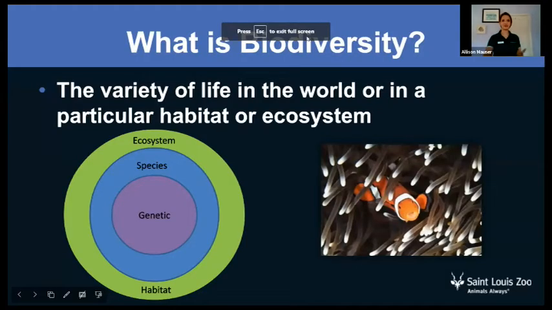We'll start out with simply, what is biodiversity? And you may already have an idea in your head, and that's okay. But simply it is the variety of life in the world or in a particular habitat or ecosystem. So if we were to look up the definition in a dictionary or maybe a science textbook, it would be pretty close to this one. And how we can think about biodiversity, we can think of it in like 3 different layers.